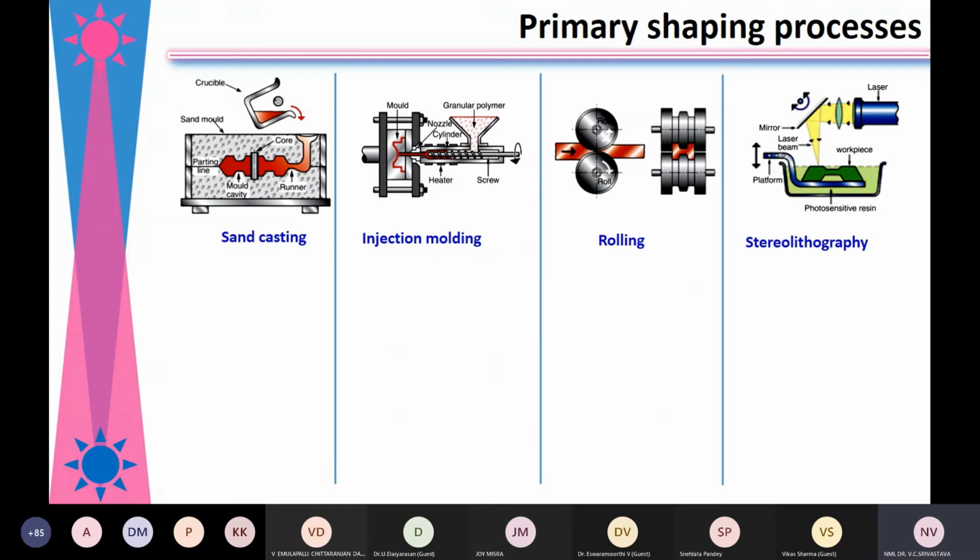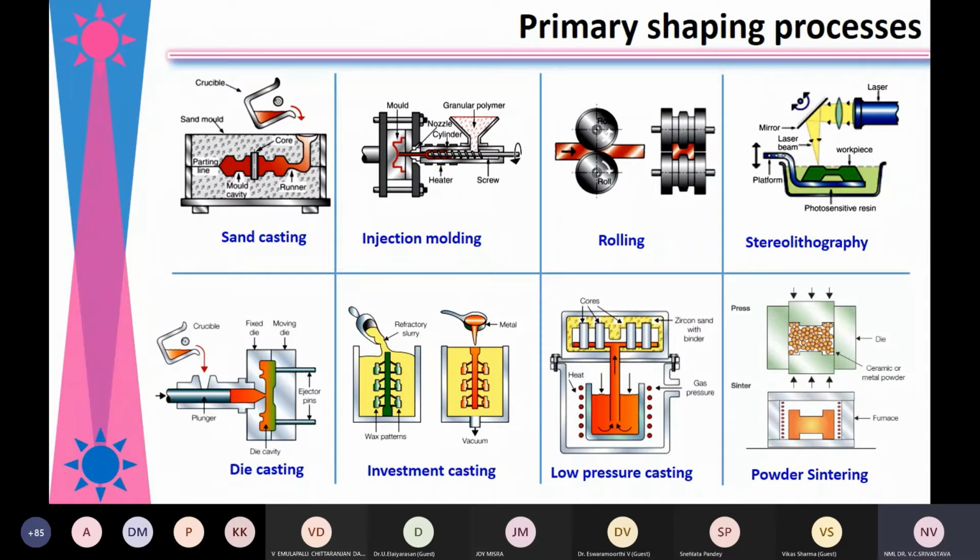I think I should not go into detail on these things because you can always find out what these processes are, like sand casting, injection molding, stereolithography, which is a very old technique, and die casting. I think you all know about this, and you can read about it in the available textbooks.